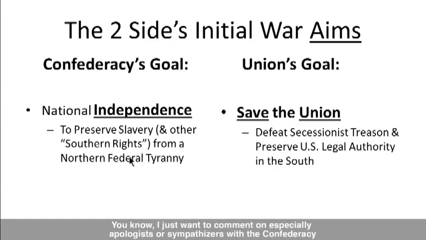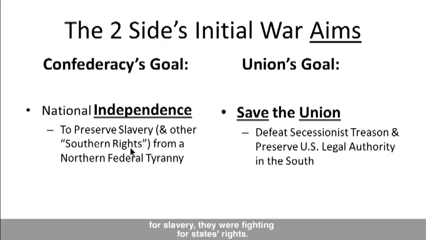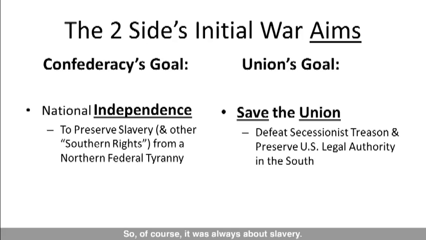I just want to comment on this, especially apologists or sympathizers with the Confederacy in later time periods, including today, who will say, you know, the South wasn't really fighting for slavery. They were fighting for states' rights. Well, while there's a degree of truth in that claim, which state right was it that they saw in danger and threatened by Lincoln and the Republicans' election? It wasn't any and all states' rights. It was specifically their state right to have slavery. So, of course, it was always about slavery.